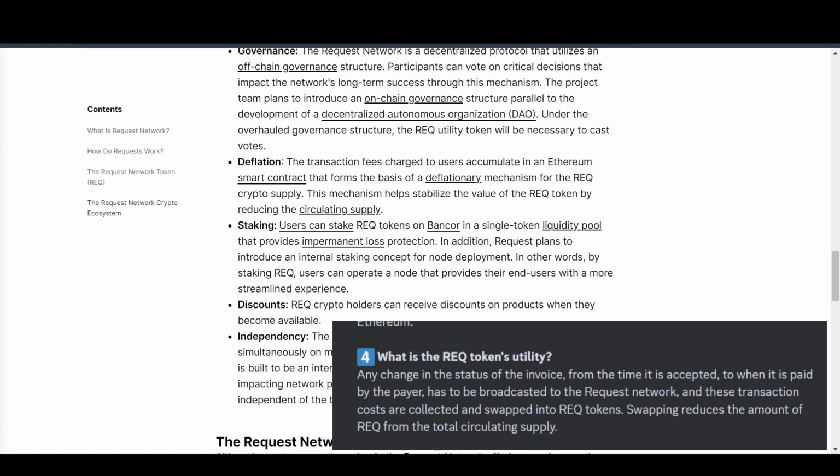But according to the Request Network Discord, the utility is that it should be showing up somewhere around here. Any change in the status of the invoice, from the time it is expected to when it is paid by the buyers, has to be broadcast to the Request Network, and these transaction costs are collected and swapped into REQ tokens. Swapping reduces the amount of REQ from the total circulating supply. So basically, it is used for getting any request on their network, and REQ is burned after that.